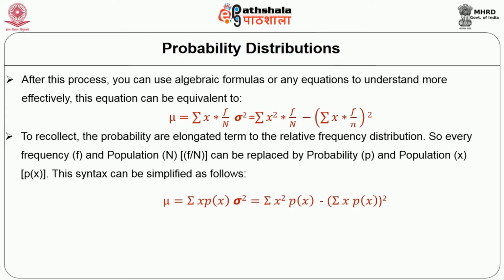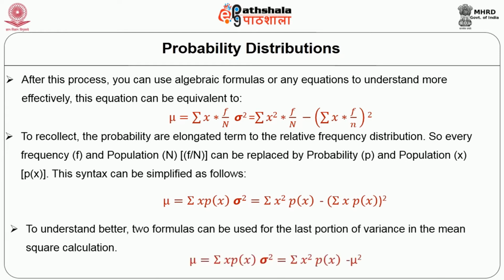Next, look at how we calculate the standard deviation: sigma is the sum of x square into the probability function of x, where x is the population value, minus the square of the sum of x into p. So this is a simplified format to calculate the mean and standard deviation under the probability distribution.